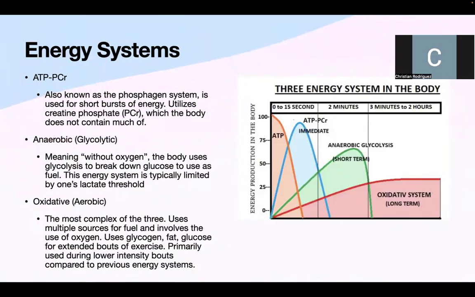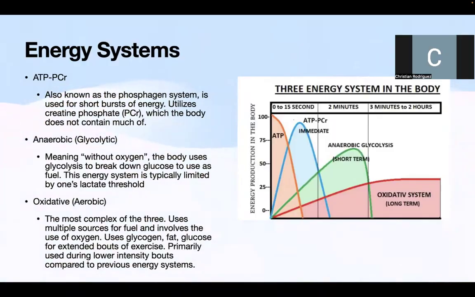But also, once you run out of that muscle glucose, beyond that is when we get closer to the oxidative and aerobic system. This is going to be the most complex of the three, using multiple sources for fuel, and involves the use of oxygen in the creation of this fuel. It's going to be breaking down glycogen coming from the liver as well as the muscle. It's also going to be using fat as a fuel source and glucose for extended bouts of exercise. So this is already going to be beyond that lactate threshold, beyond that phosphagen system.